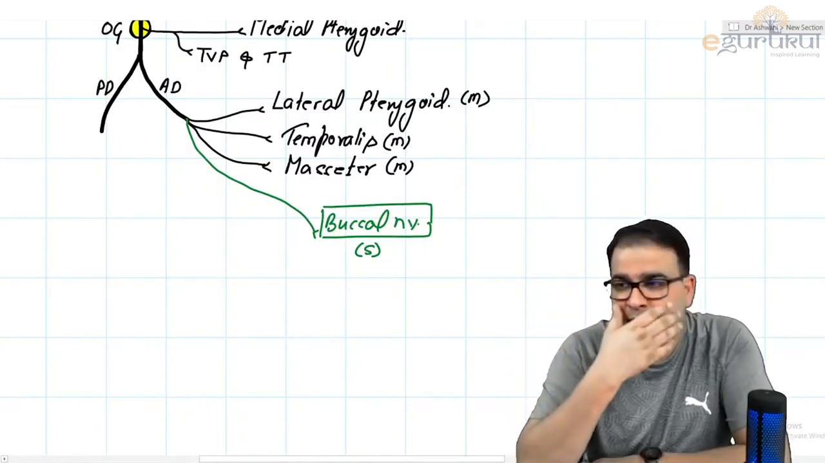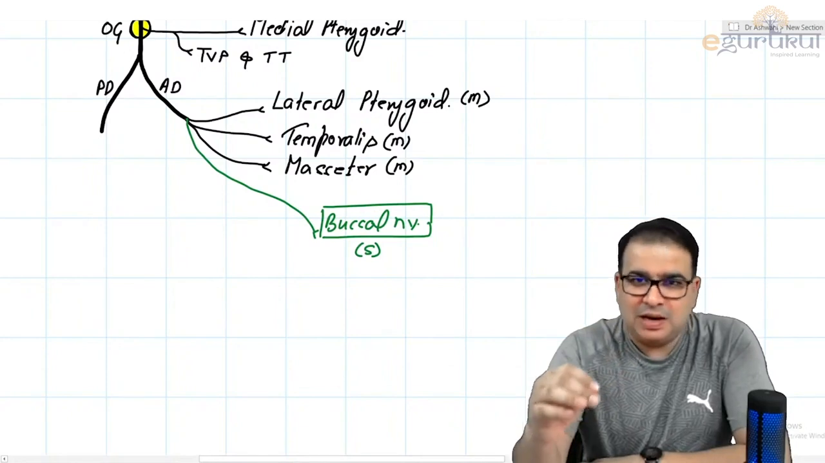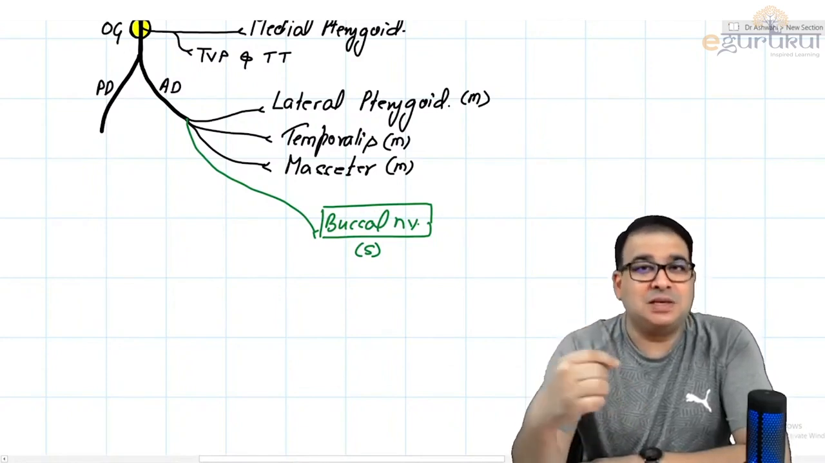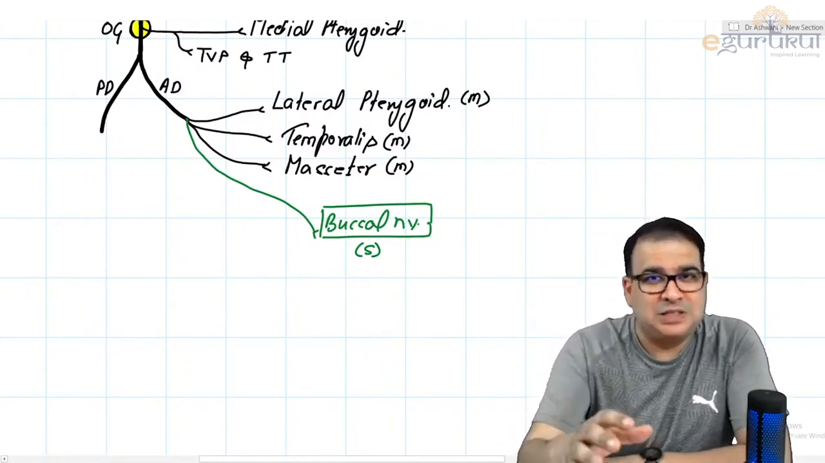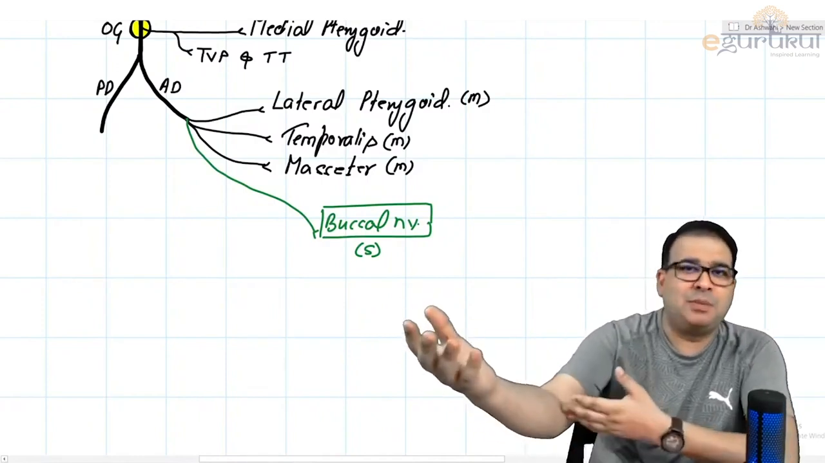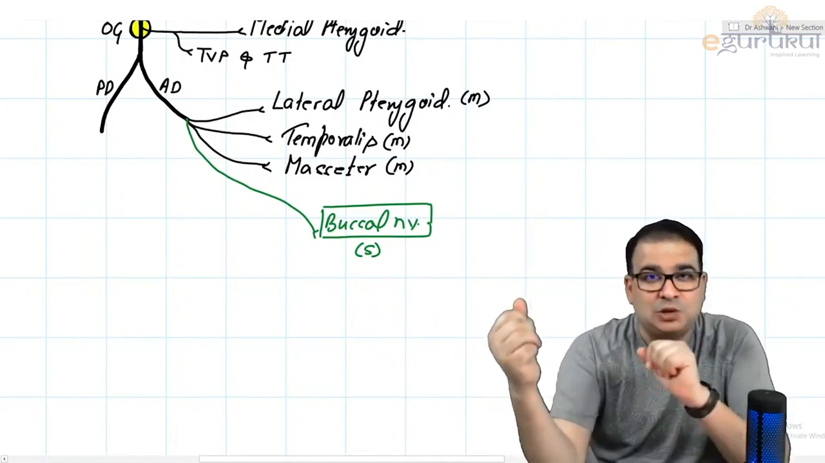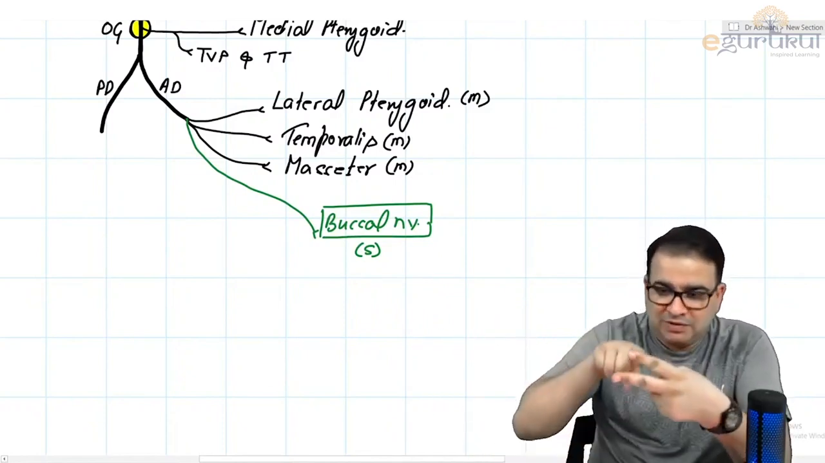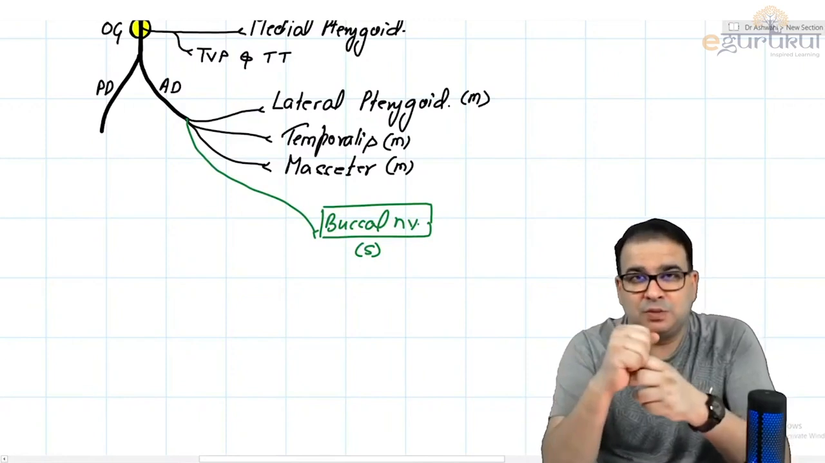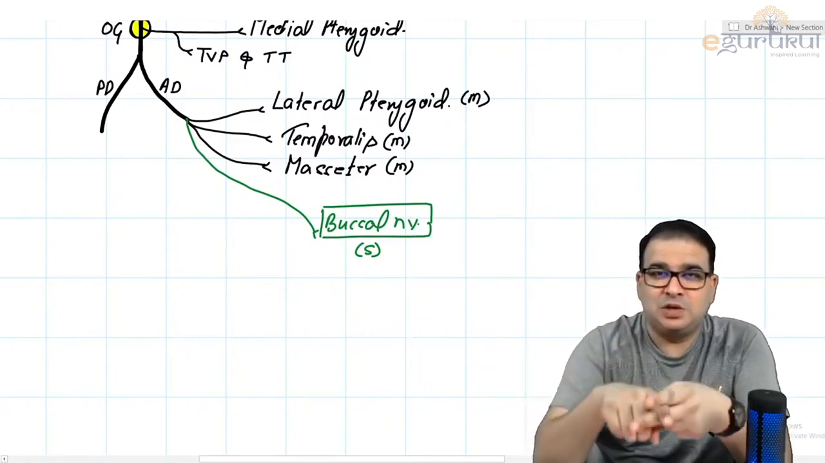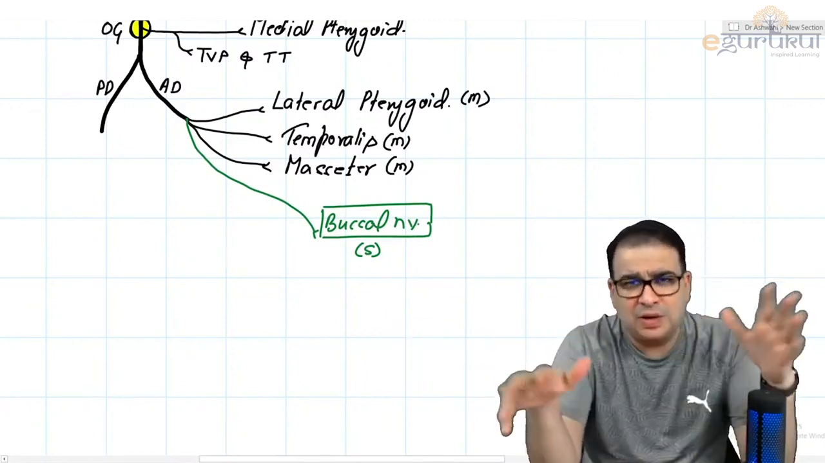the buccinator muscle. As a general rule in anatomy, if any nerve pierces a muscle or goes through it, it supplies it also. If you remember some examples from the upper limb, guys, coracobrachialis was pierced by the musculocutaneous nerve. It supplies it also. Pronator teres had the median nerve in between. It supplies it also. Flexor carpi ulnaris, the ulnar nerve was there. It supplies it also. So that's how it is.